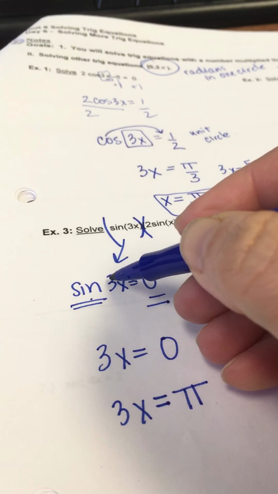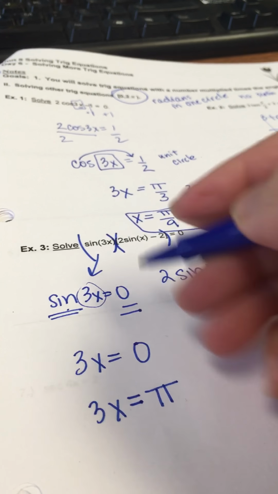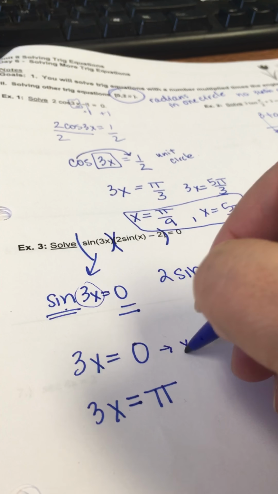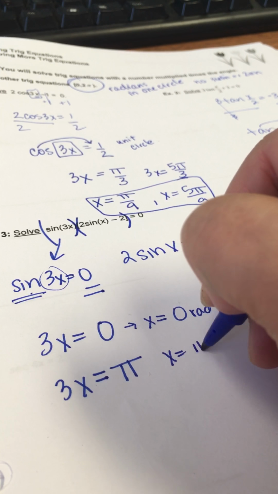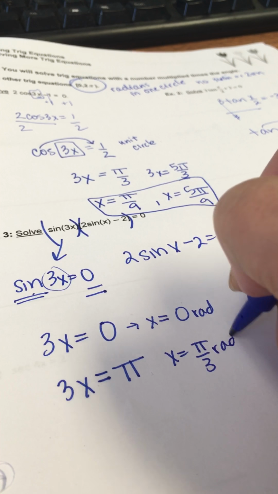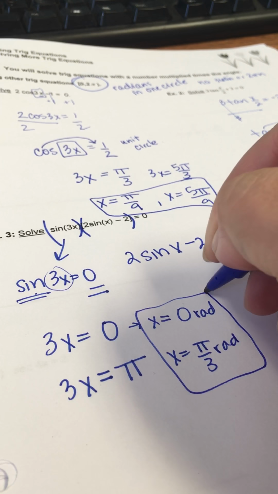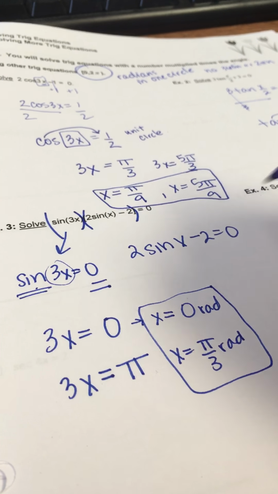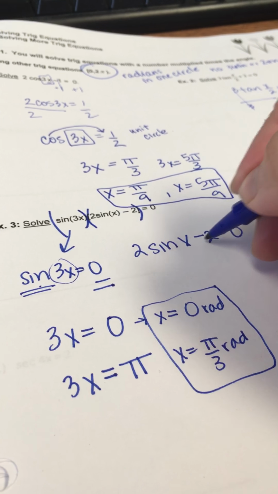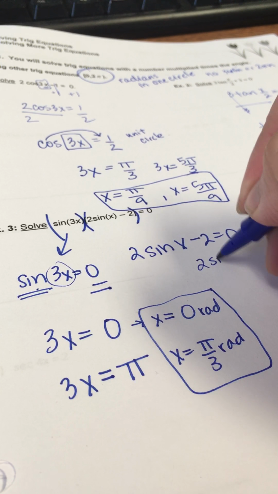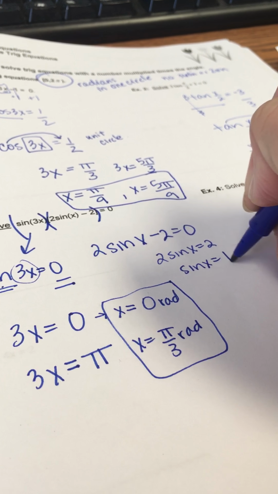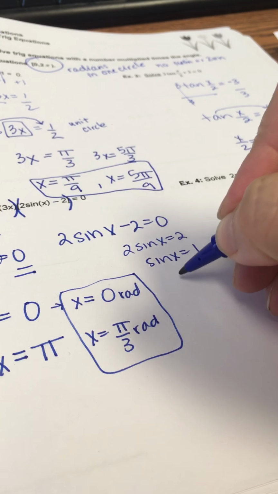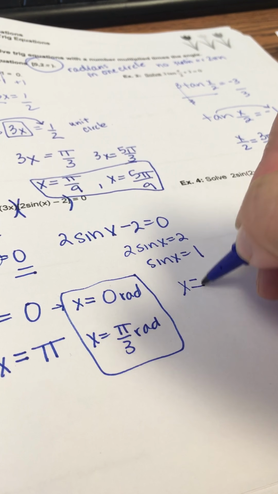Okay, so it's not just x. I take that and set that equal to. So now I get, finally, x equals 0 radians and pi over 3 radians. And then take the other part, add 2 over, divide by 2. Now this one, there's nothing here with the x, so right away I have x equals pi over 2.